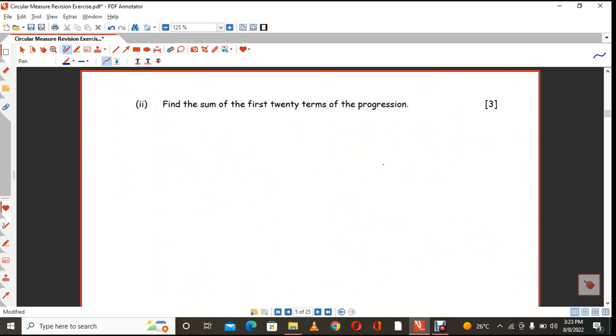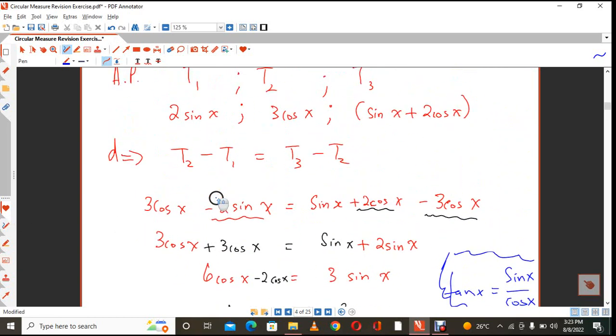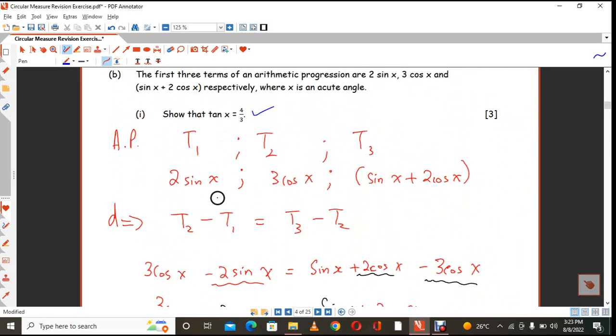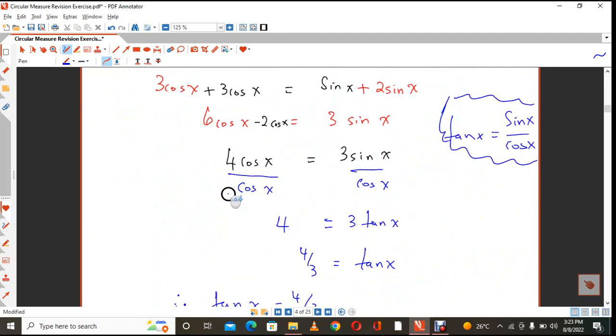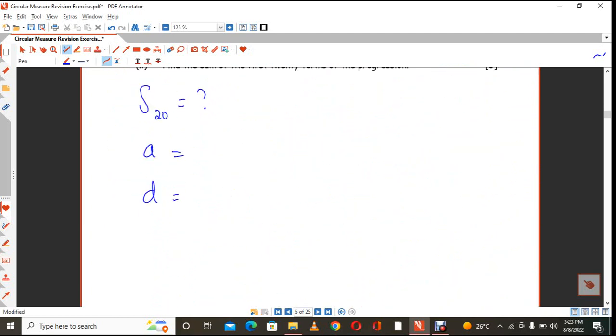So then there's part 2. Now this question wants us to find the sum of the first 20 terms. So what do we know? We know the first term. We know the common difference. Okay, now what is the first term? If we go back to our problem, our first term is 2 sin x. Okay, I'm just going to write it down like that. So our first term is 2 sin x.